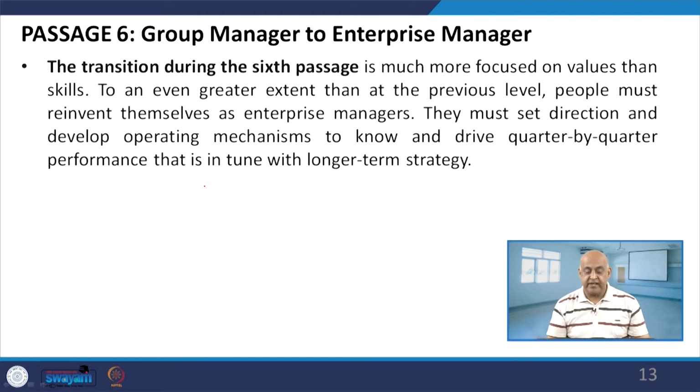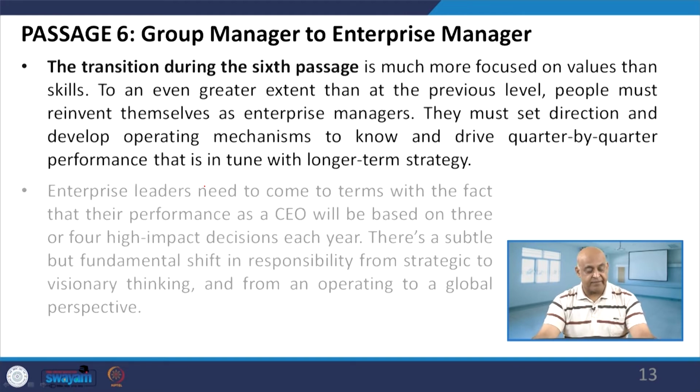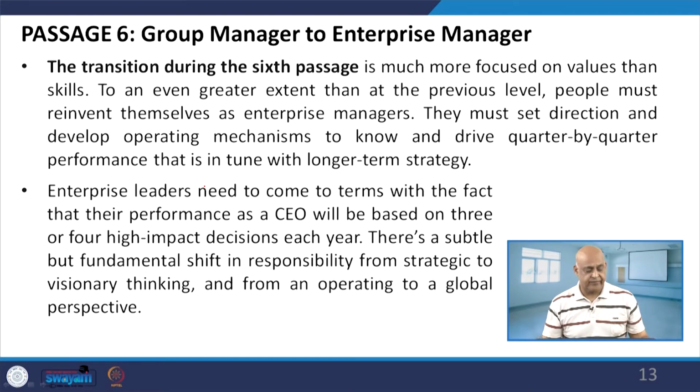To an even greater extent than at all the previous levels, people must reinvent themselves as enterprise managers. They must set direction and develop operating mechanisms to know and drive quarter by quarter performance that is in tune with the longer term strategy. Enterprise leaders need to come to terms with the fact that their performance as a CEO will be based on three or four high impact decisions each year, right. And therefore, whatever your performance as a CEO is will be reflected in the high impact decisions you take over a period of maybe three, four or five years. So high impact decisions become very important.